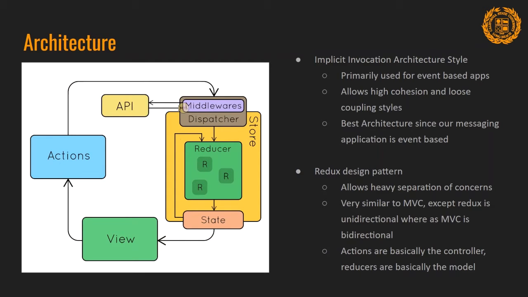So it's very similar to the model view controller, except the only difference is that model view controller is bidirectional, whereas this Redux architecture all flows in one single path. It's circular.